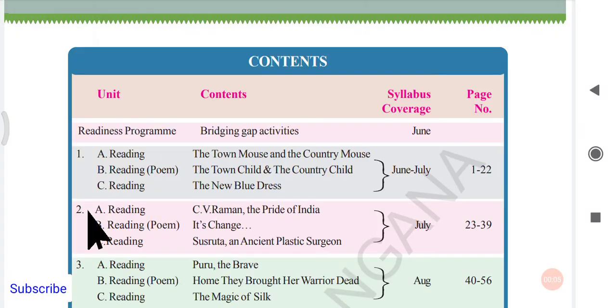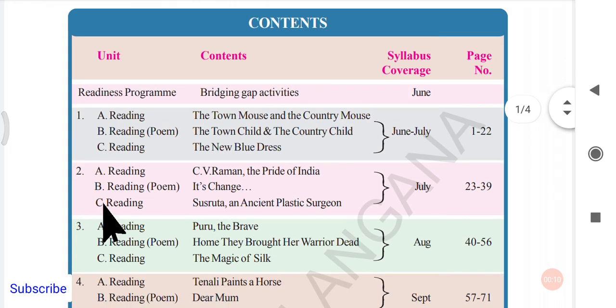So we're continuing with the summaries of 7th class English, and so far we have completed Unit 1, and today we shall go through Unit 2 Reading A, that is C.V. Raman, the Pride of India.